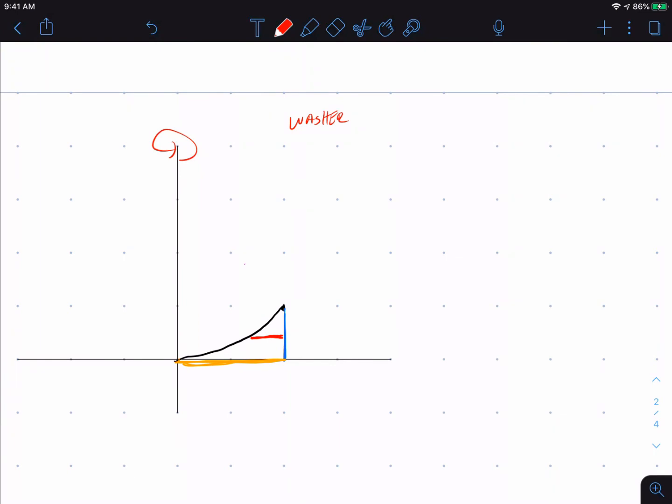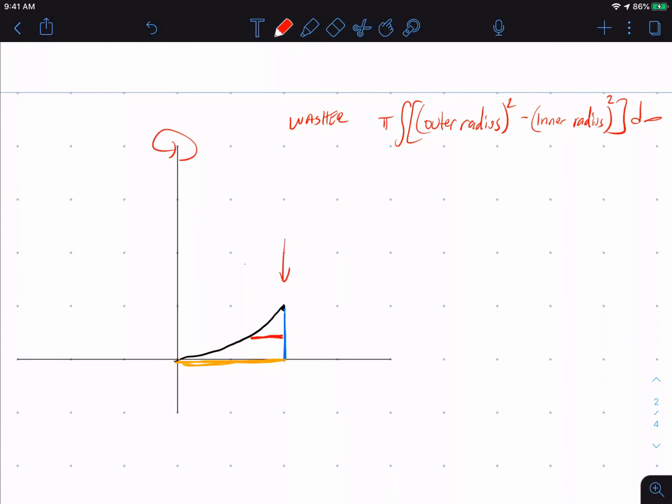Just in case you guys don't remember, it's the integral, we have our pi, and it's the outer radius squared minus the inner radius squared, and that whole thing times our du, whatever the variable is that we're using. Correct? Okay.